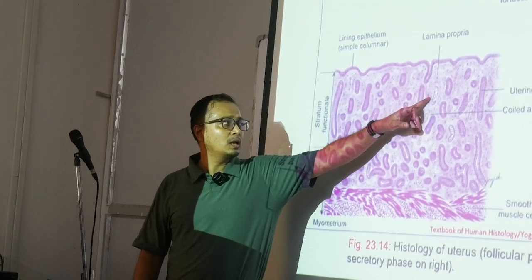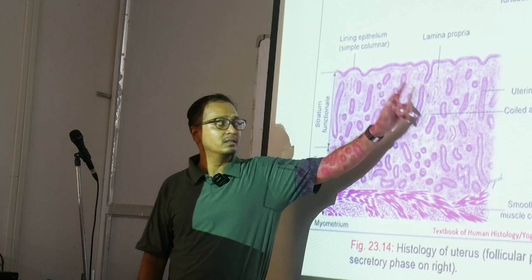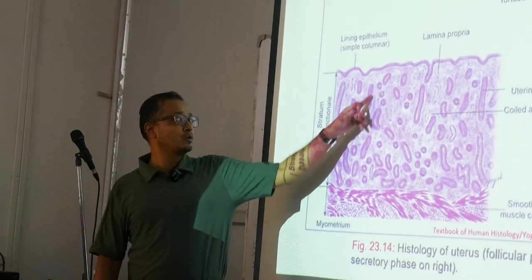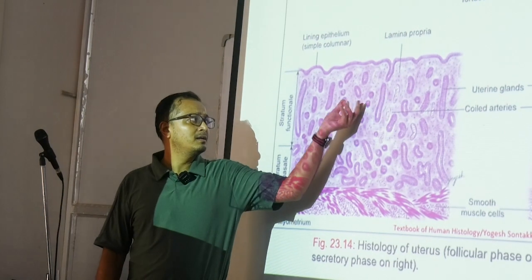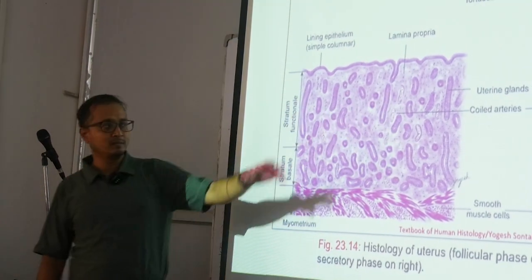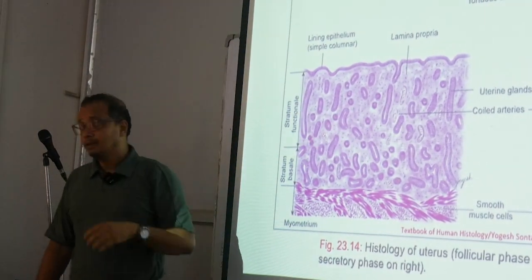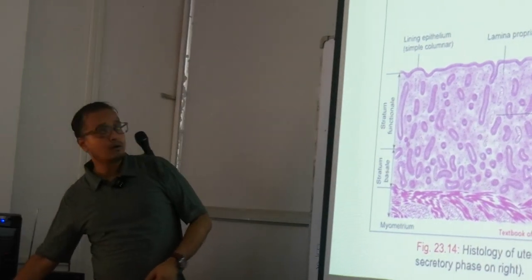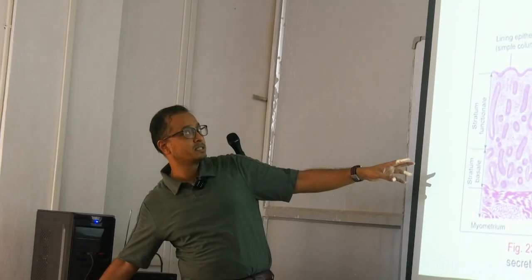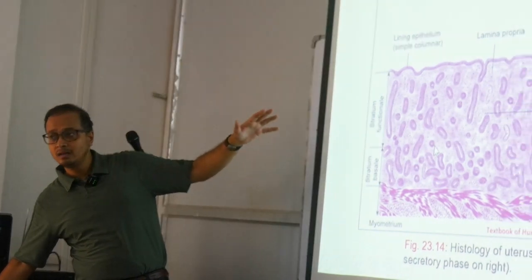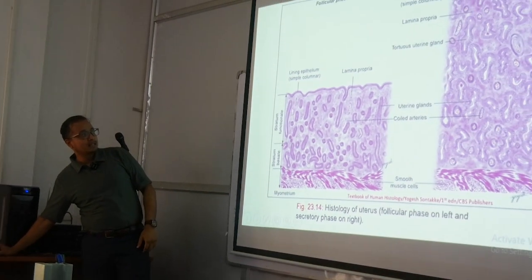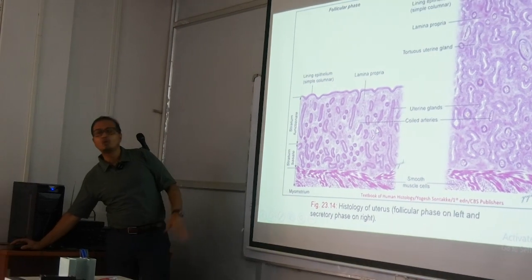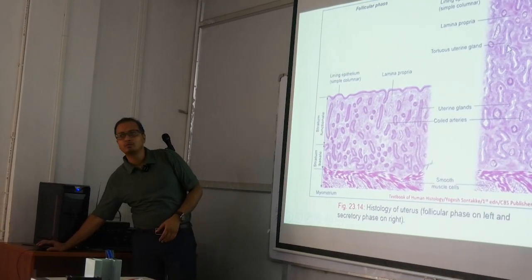How do the blood vessels look? Simple, they don't have much length. How do the glands look? They look like worms, with different shapes, elongated a little bit or maybe circular. These glands are known as uterine glands. Now what you are seeing here is the early phase, or post-menstrual phase. See how this same endometrium transforms into this picture.